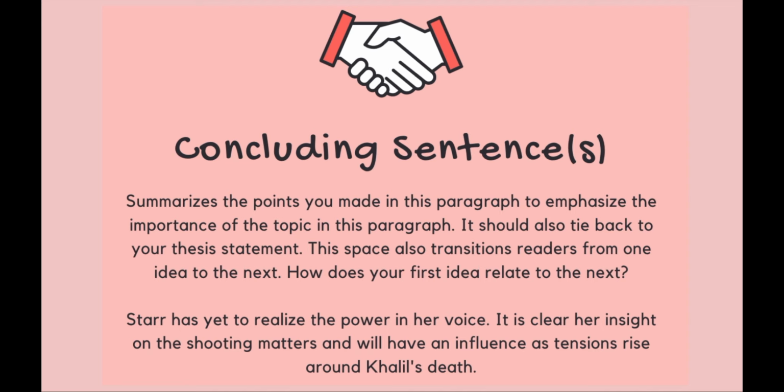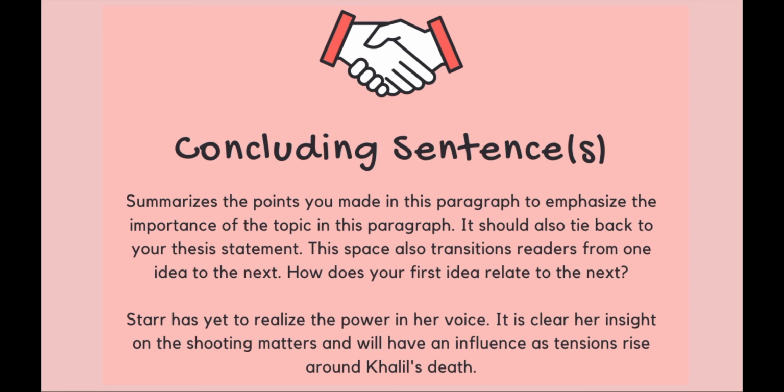So in this paragraph, we were talking about how family is a controlling factor in Star's voice. The concluding sentences here, the student has written, "Star has yet to realize the power in her voice. It is clear her insight on the shooting matters and will have an influence as tensions rise around Khalil's death." So what the writer has done in these two sentences is that they've addressed and summarized the importance of Star's voice and how it's going to connect what they're going to talk about in the next paragraph about issues and conversations around Khalil's death.